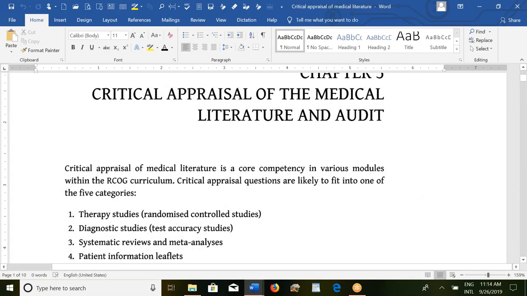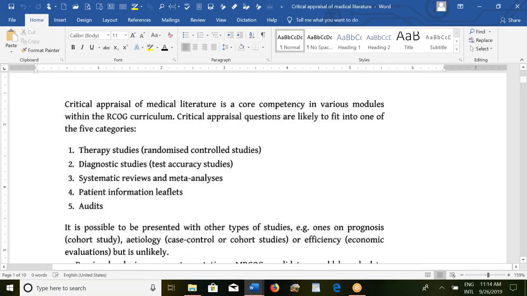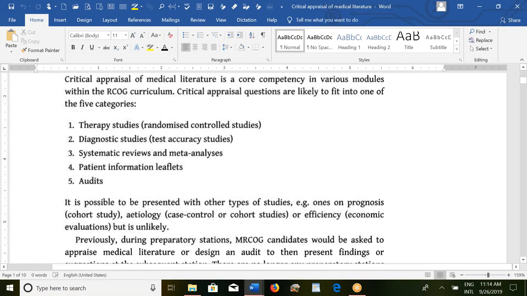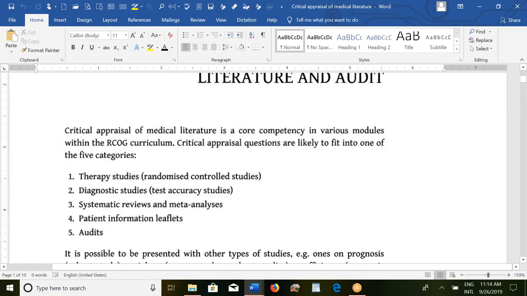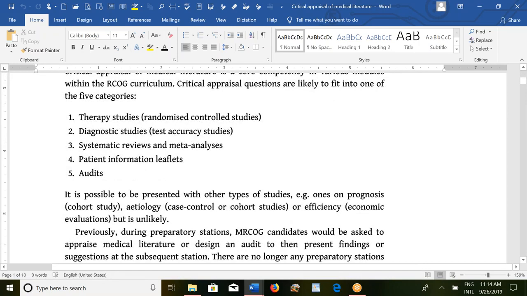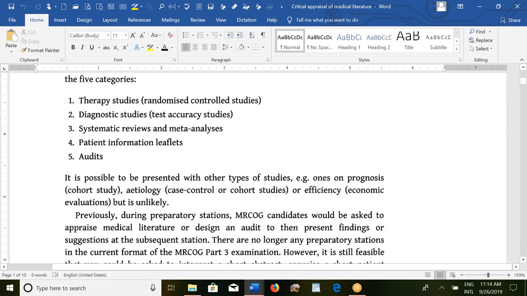This is an important topic: critical appraisal of the medical literature and audit. Critical appraisal of medical literature is a core competency in various modules within the curriculum. In any exam, be it RCOG, RCPI, American or Arab board, Saudi board, European board, they all want you to understand the literature.